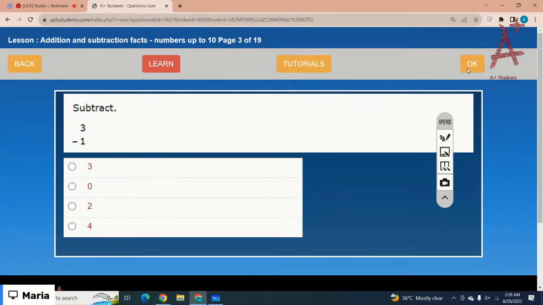The next one is 3 take away 1. So 3 take away 1 equals, you have to go back 1, right? So when you start with 3 and go back 1, you end up on 2. So the correct option is 2.